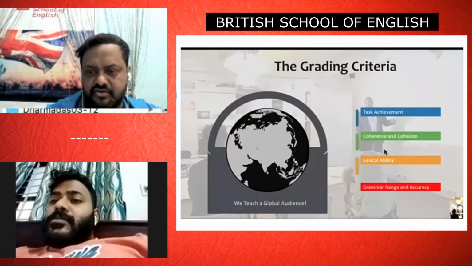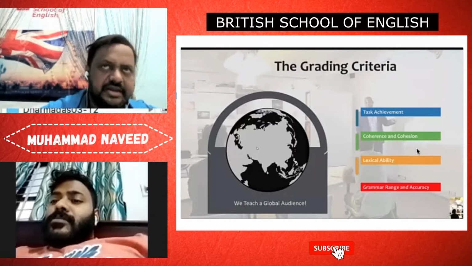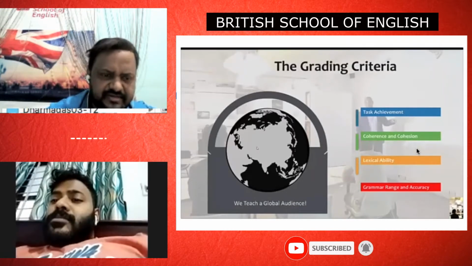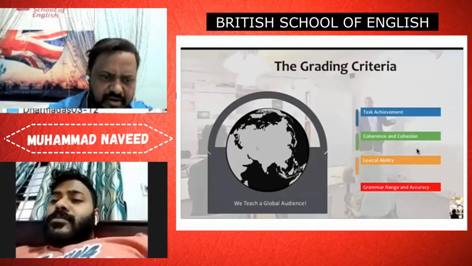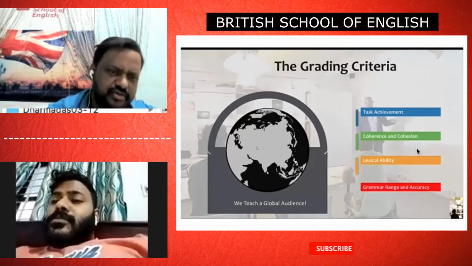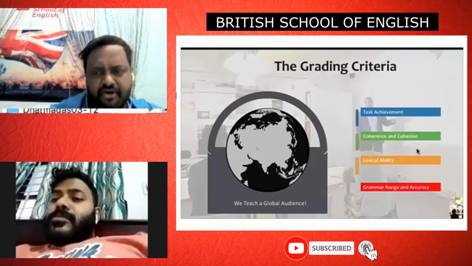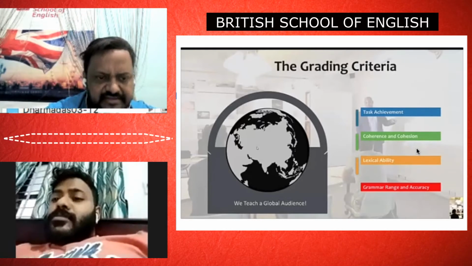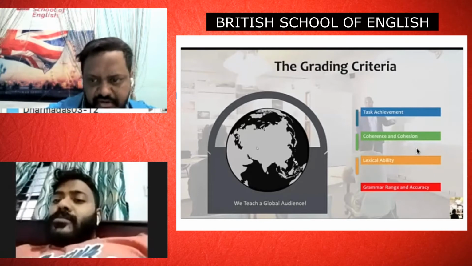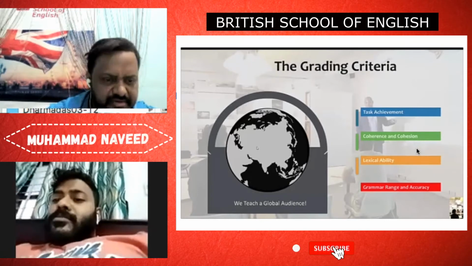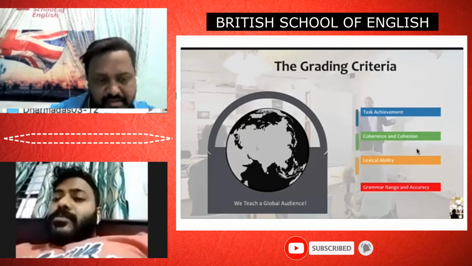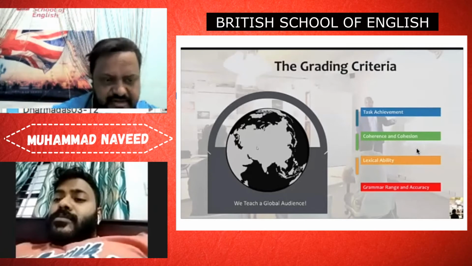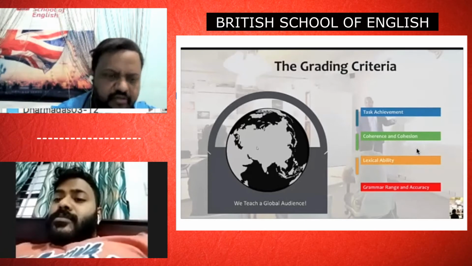And as I said to you, coherence and cohesion is linking the paragraphs and linking the sentences. After one sentence there should be a comma, and you use linking words like although, therefore, after that, after all. This is coherence. These things are very important. And lexical ability means the advanced vocabulary you have to use, and the range of the vocabulary as well. Even if you're using advanced vocabulary, you should have variety, not the same advanced vocabulary over and over again.